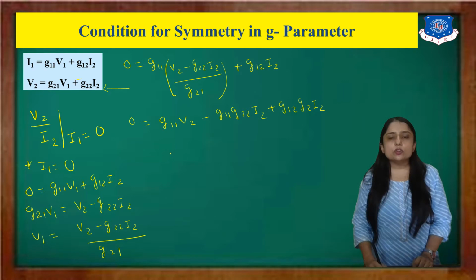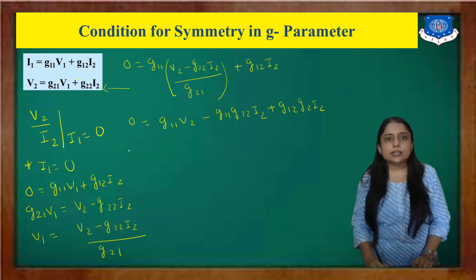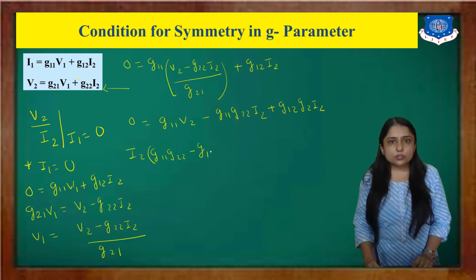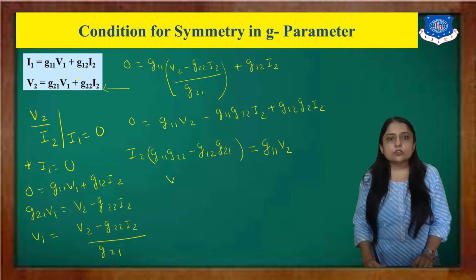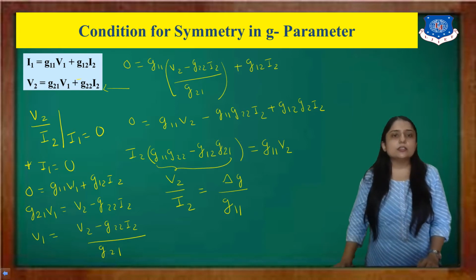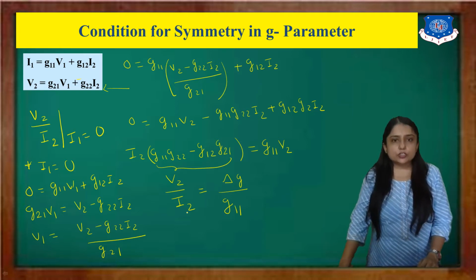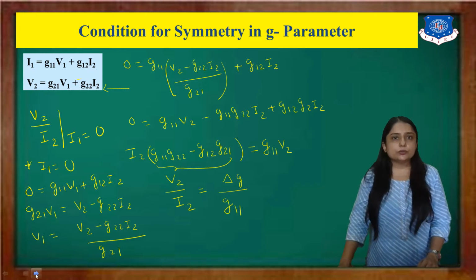So you just take I2 common and move everything to this side. So I2 into G11 G22 minus G12 G21 equals G11 into V2. So my ratio V2 by I2 becomes delta G divided by G11. So this is the ratio V2 by I2 when I consider I1 equal to 0.